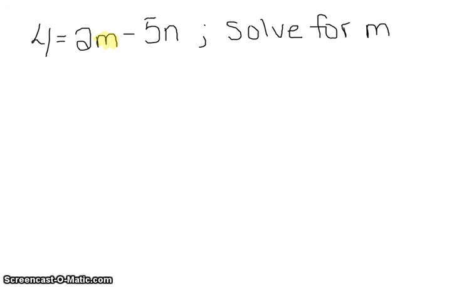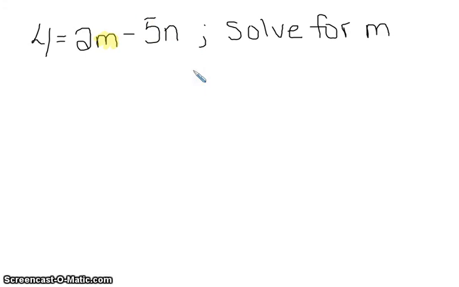Let's analyze what's happening with m in this problem. Well, first of all, we're multiplying m by 2. And second of all, we're subtracting 5n. So if I were solving just a regular equation, if that n didn't exist, you could almost cover it up and forget about it.